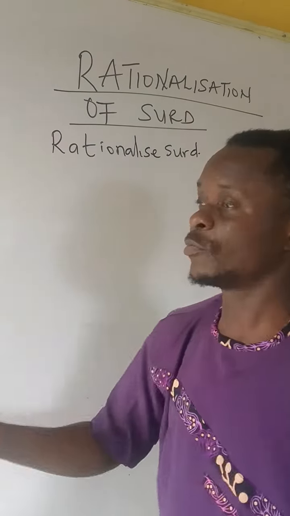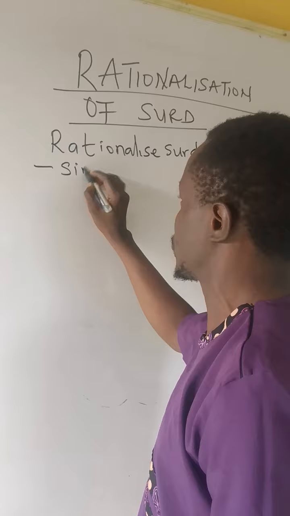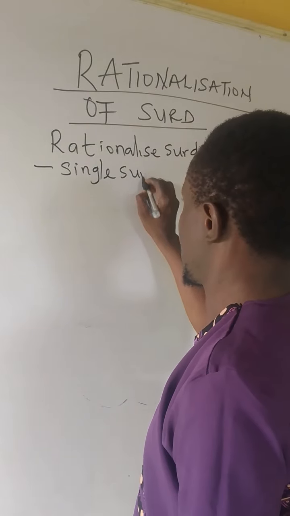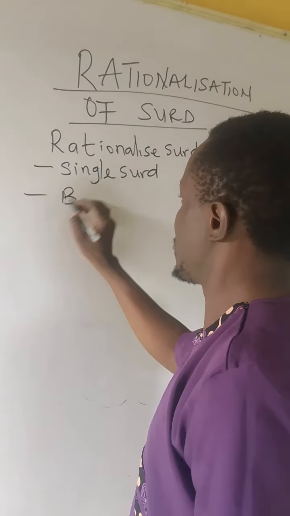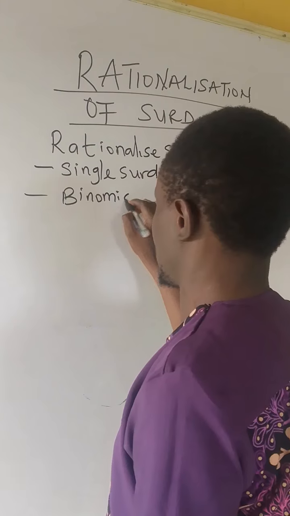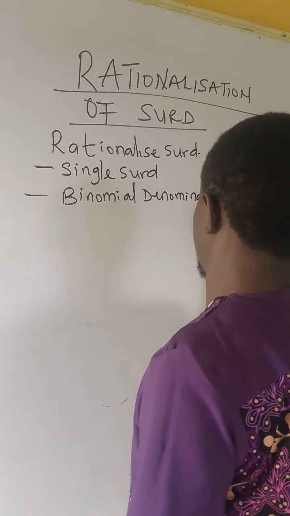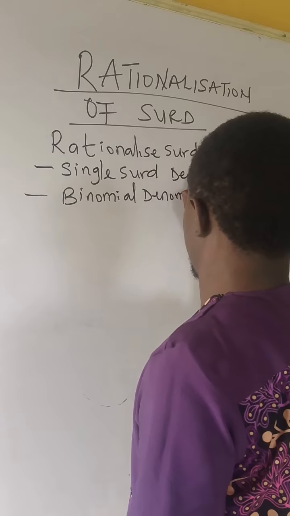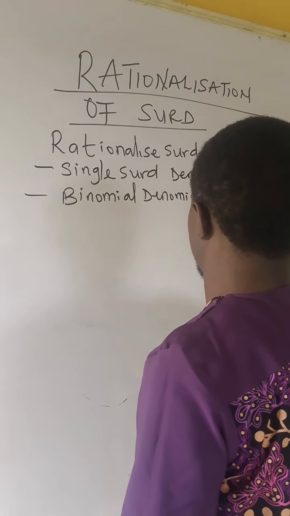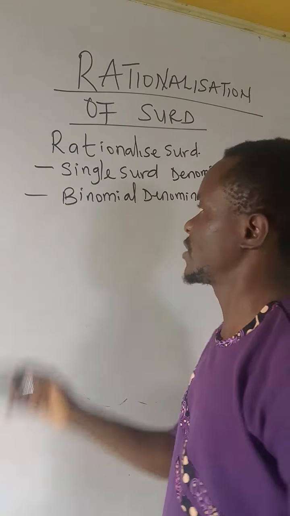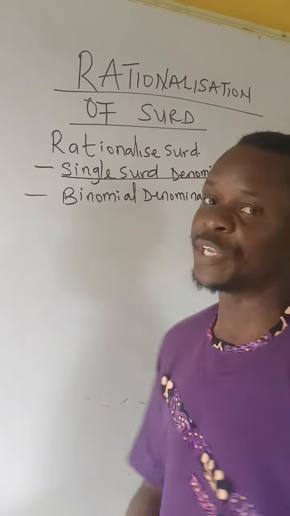In this case, we'll be looking at a single surd denominator and a binomial denominator. I'll be explaining each of these. Let's start with the single surd denominator.